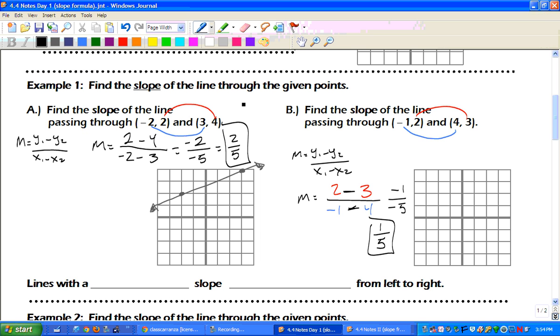Oh, we forgot to circle the other one. Okay, so let's go ahead and graph that real quick. We got -1, +2, and +4, +3. And then there you can see the line. Now, both of those slopes are positive, okay? Both of our answers are positive. So lines with a positive slope, if you look at those, they are rising, okay? From left to right, it looks like we're going up, okay?